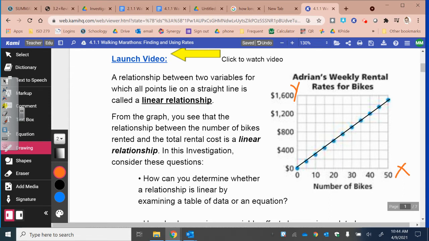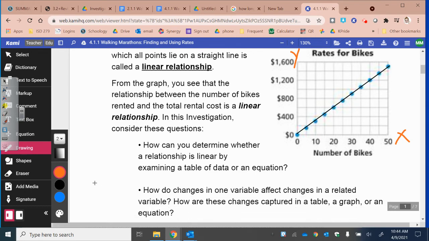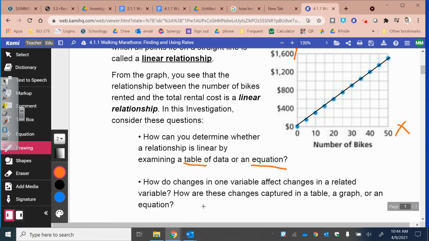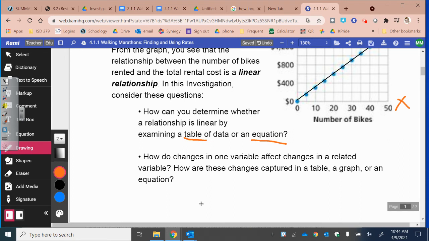So if we're looking at the number of bikes compared to the cost, we can see that we have a straight line. In this unit, we're going to be considering things like how can you determine whether a relationship is linear by examining a table of data or an equation. So we have a definition based on the graph, and we're going to see how is it going to turn out in a table, how will it turn out in an equation. And then how do changes in one variable affect changes in a related variable.